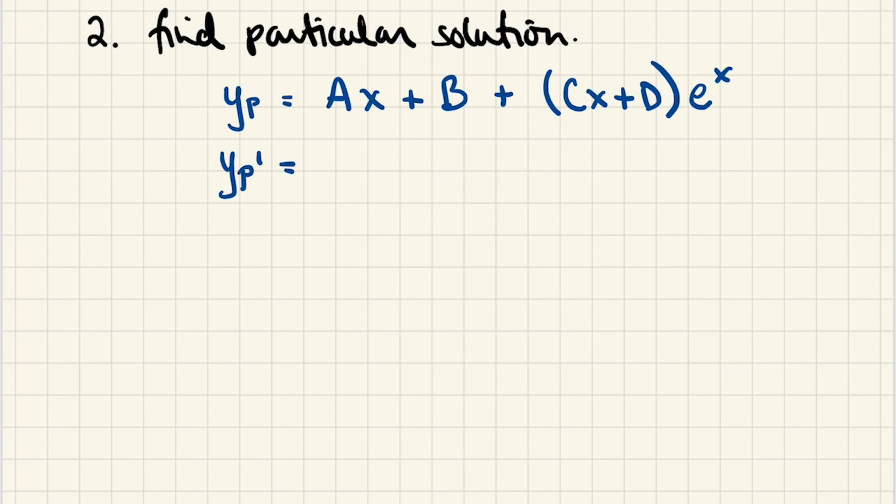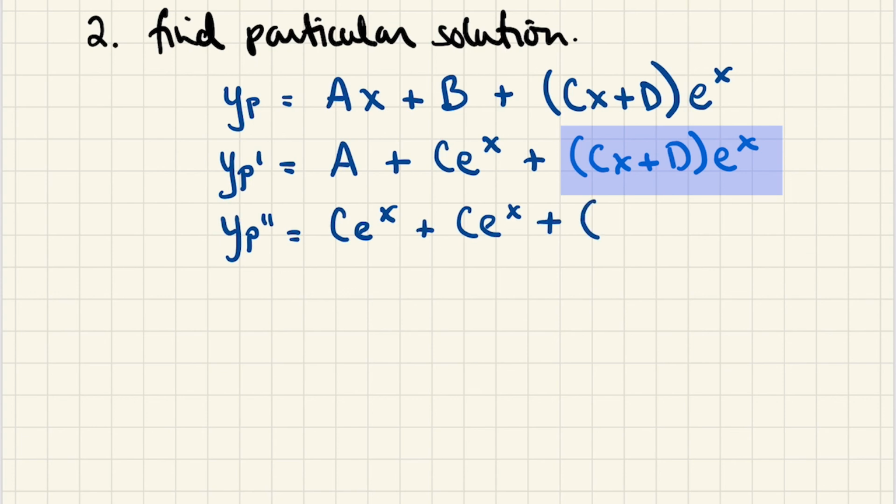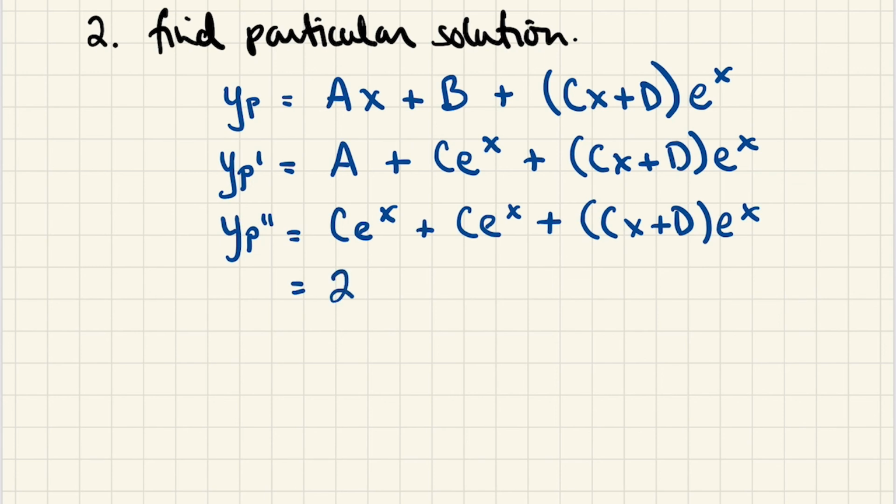So let's take our derivative, which will be A plus, and then by the product rule, the derivative of cx plus d, which is c, times e to the x, plus cx plus d, times the derivative of e to the x, which is e to the x. We will take one more derivative. Of course, we're going to get c e to the x plus, once again, the derivative of this thing, which we know to be c e to the x, plus cx plus d e to the x. We can combine those two first terms to get this and this.